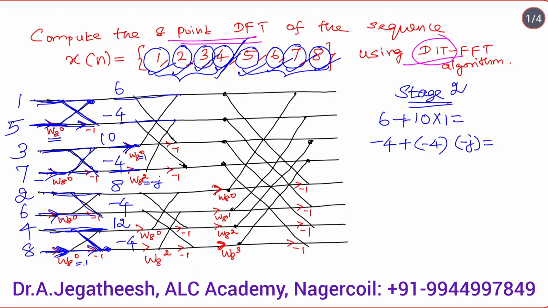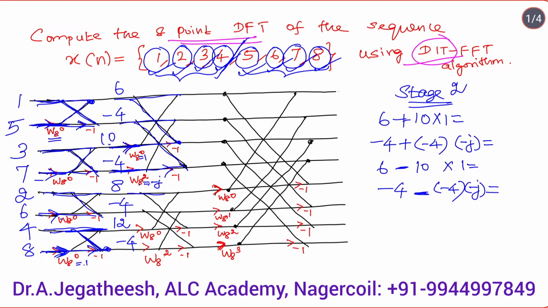Next, this term, here we are getting 6. On the way you have minus. Here you have 10. Multiply with the twiddle factor 1. Next, here minus 4 will come. Minus, why minus? On the way we have a minus 1. Minus 4 into twiddle factor is minus j.